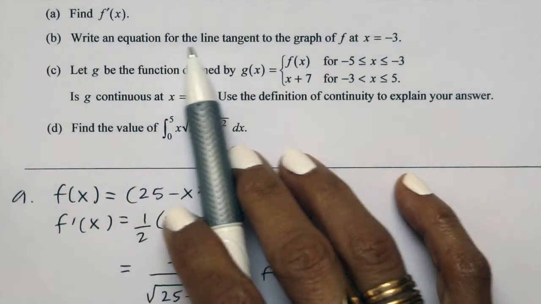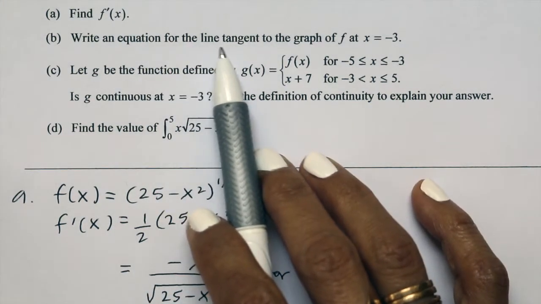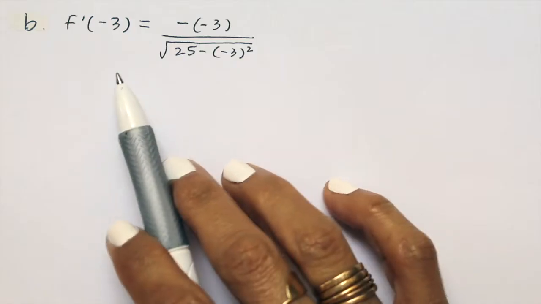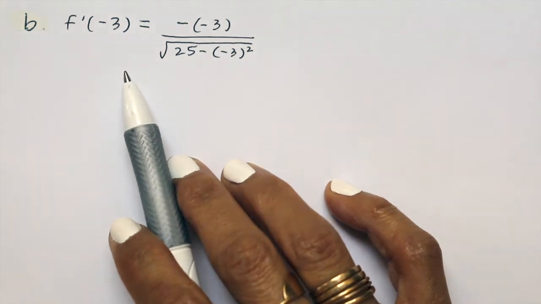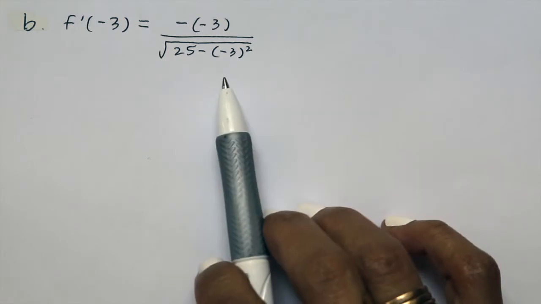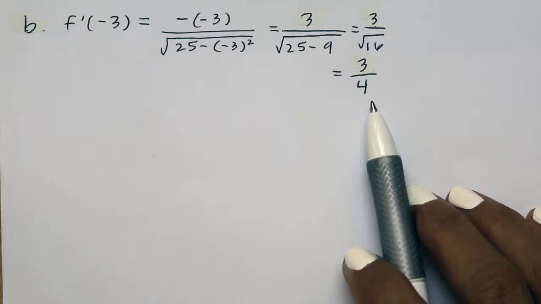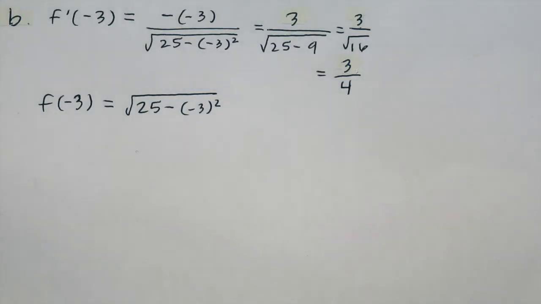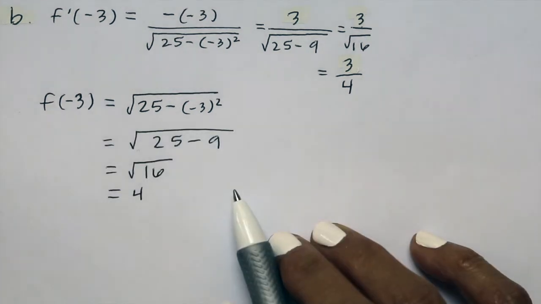Part B says write an equation for the line tangent to the graph of f at x equals -3. So first, to find the slope of the tangent line, we're going to plug in -3 to the derivative. So I plugged in -3 for x, and now we'll simplify. So you end up getting 3/4 for the slope. And last, we just need the y value when x equals -3, so we're plugging in -3 to the function. So you get y equals 4.